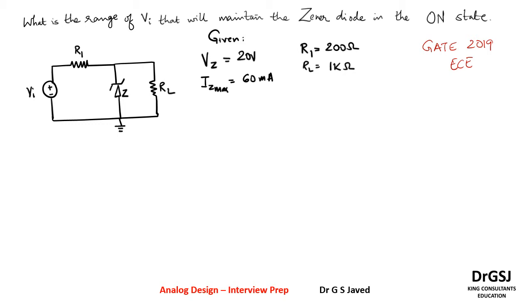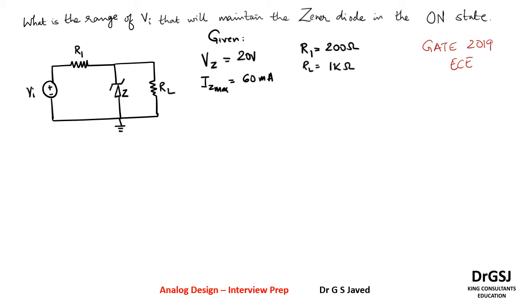Let's define the problem. The given circuit has a voltage source Vi. In series, there is a resistor R1. Across both these elements, we have a Zener diode Z and a resistor RL present. It is given that the breakdown voltage of the Zener diode is about 20 volt, and the maximum current that can go through the Zener diode is 60 milliampere. The values of the resistances R1 and RL are 200 ohm and 1 kilo ohm respectively.